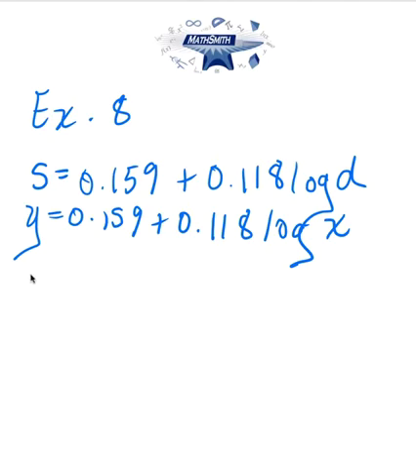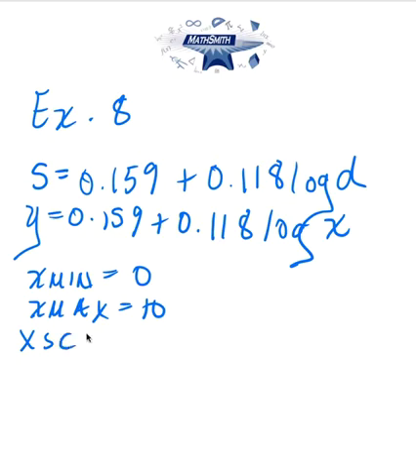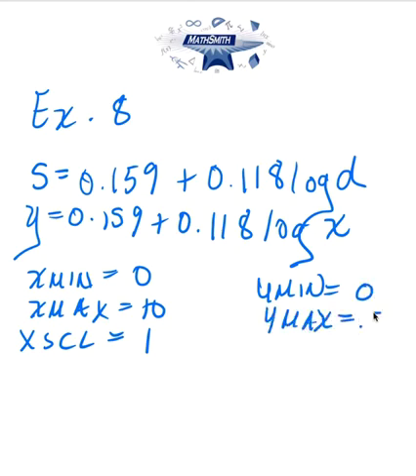Your window, I want your x min to equal 0, x max is going to equal 10, x scale is going to equal 1, y min is going to equal 0, y max is going to equal 0.5, y scale is going to equal 0.1. Okay, so I want you to graph that function and take a look at it. You should get something that's kind of similar to what you see in the book. It should be pretty close.